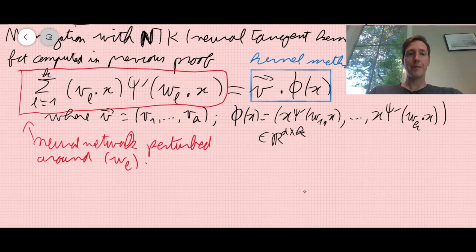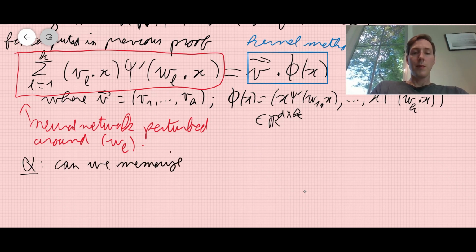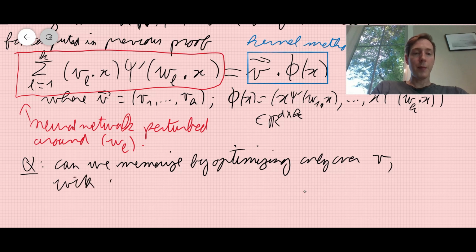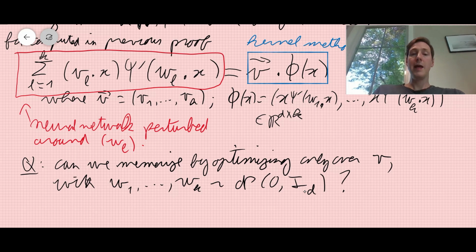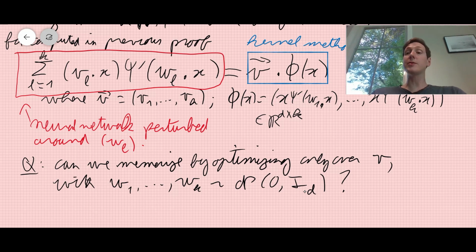It's very interesting. So the question is, can we memorize by optimizing only over V with W1 up to WK random, let's say random from a standard Gaussian? This is a question of memorization with NTK. Okay, and of course, the answer is going to be yes if k is equal to infinity. The real question is, can you do it when k is of optimal size?